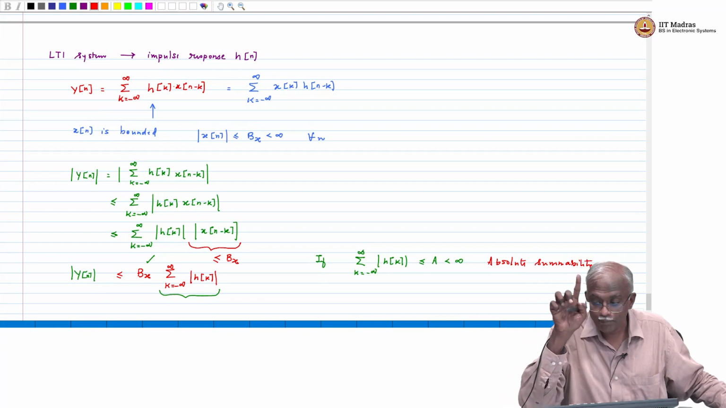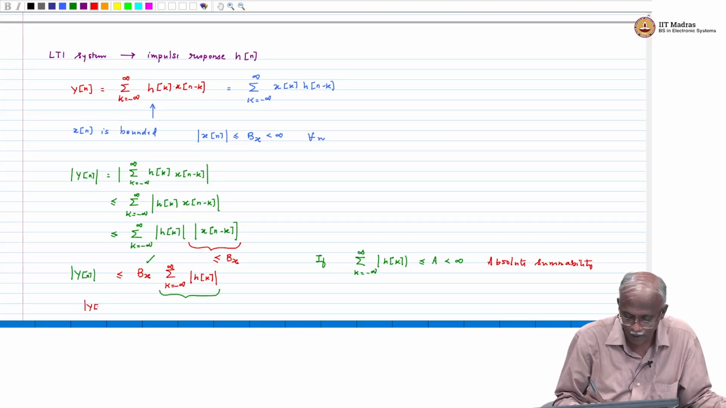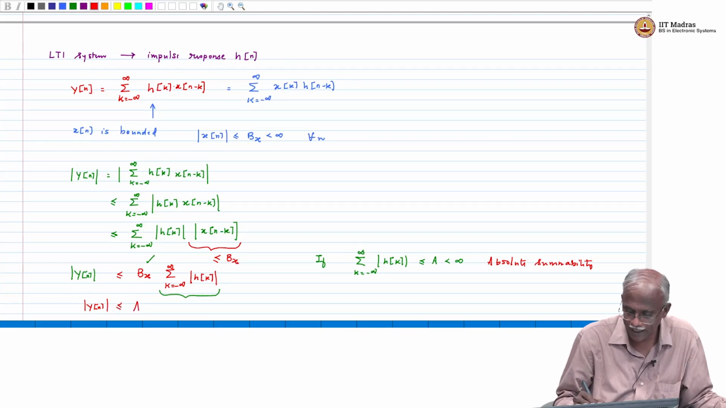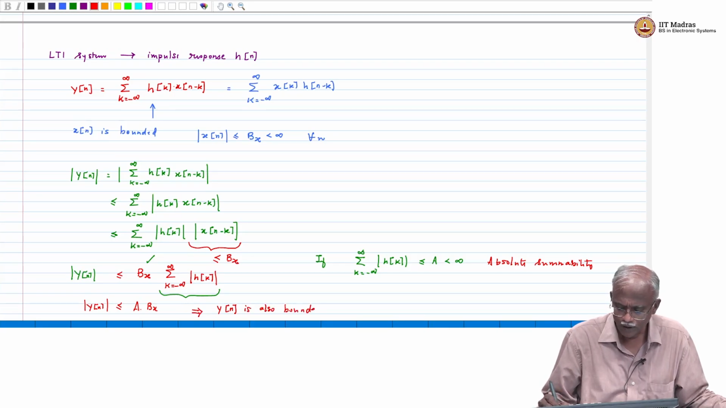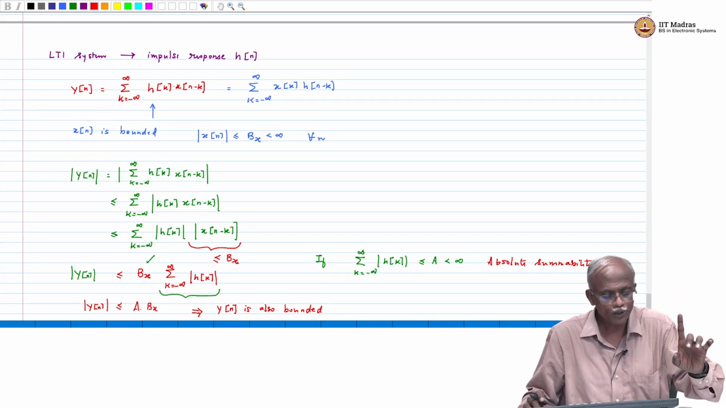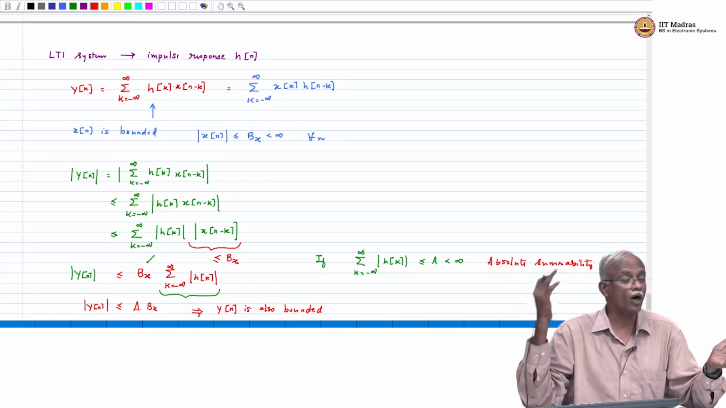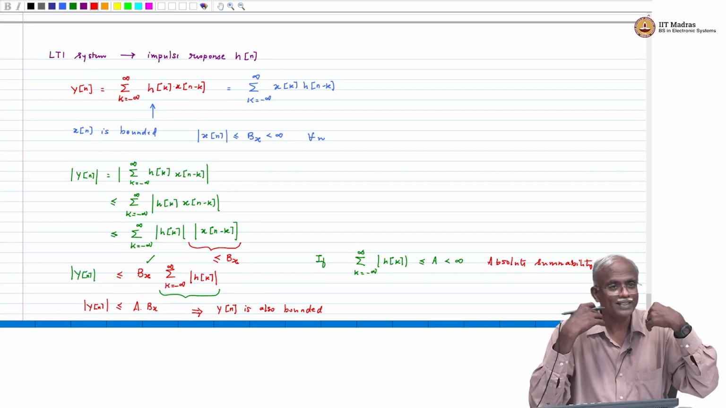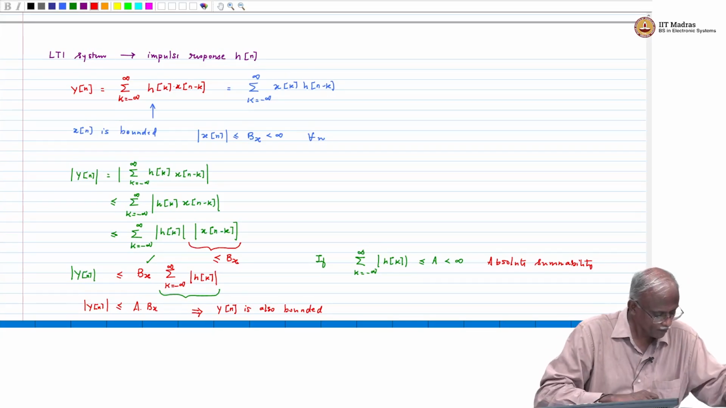Now, if the impulse response is absolutely summable and the input is bounded, then the output is guaranteed to be bounded in the following manner: mod y of n will be less than or equal to a times bx, which means that y of n is also bounded. Okay, very powerful result, because what it says is, if you want to characterize an LTI system and see whether it will produce unbounded output, you don't have to try all possible inputs that are there in the world. All you need to do is look at the impulse response, see if it is absolutely summable. If it is absolutely summable, then this LTI system will not produce for you unbounded output. As long as the input is bounded, the output will always be bounded.